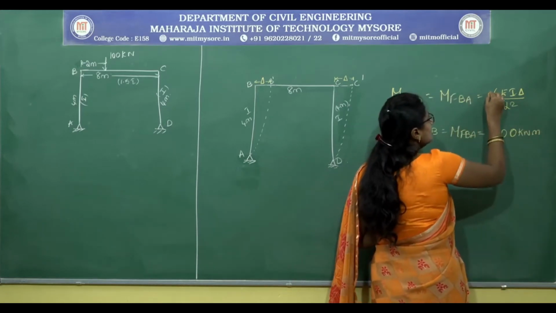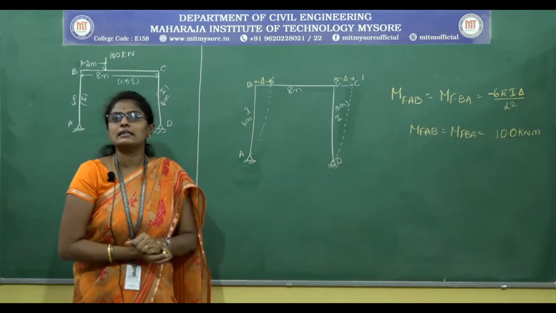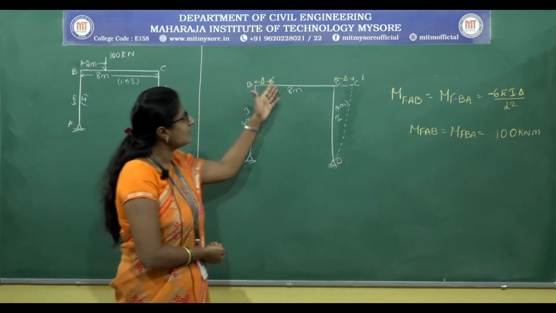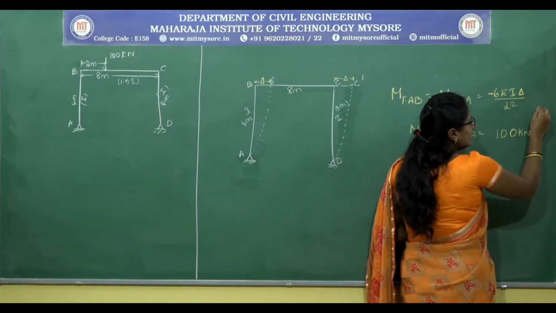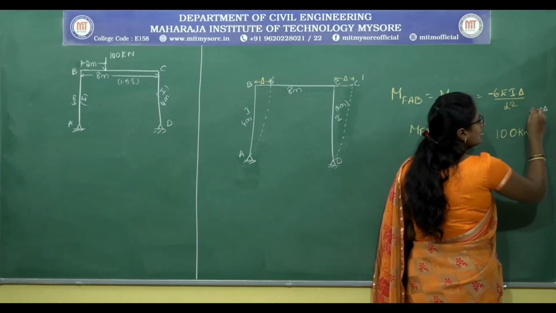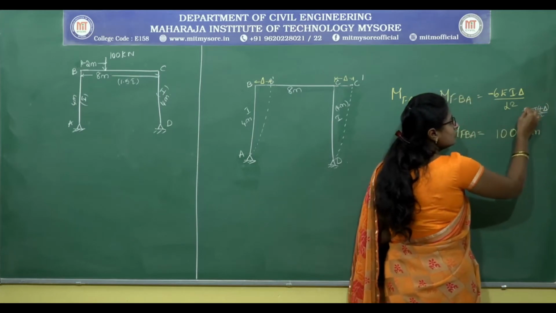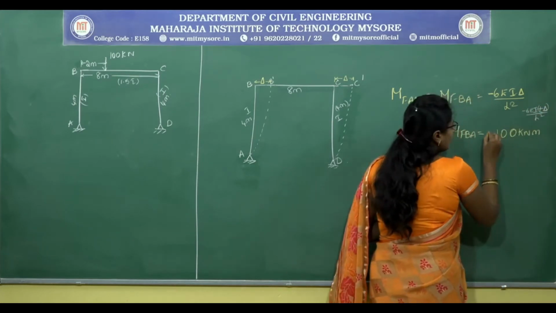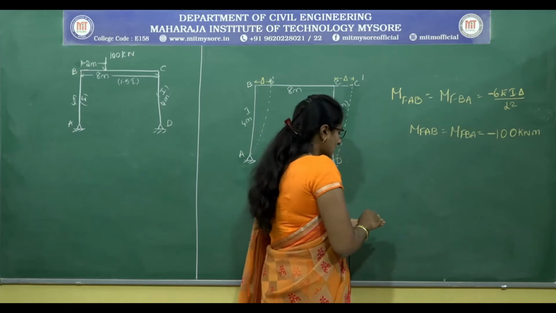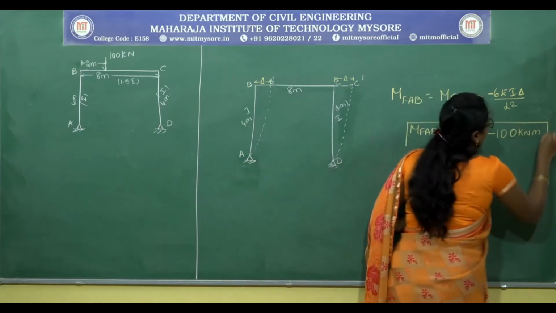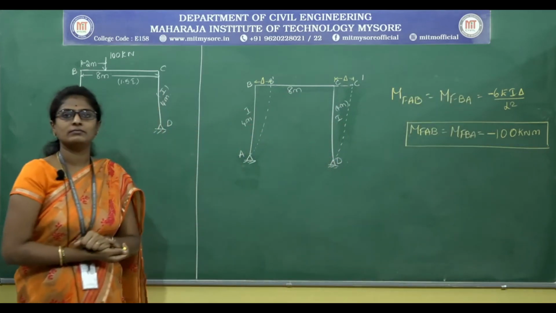meter. So how about this sign? According to our sign convention, delta is considered positive if the sway is towards right. Okay. If the sway is towards right, we consider delta as positive. If delta is positive and this is negative, what happens? This will give you plus into minus, will give you minus, therefore the sign will be negative. Okay. So this is the fixed end moment value for the span AB, that is MFAB and MFBA.